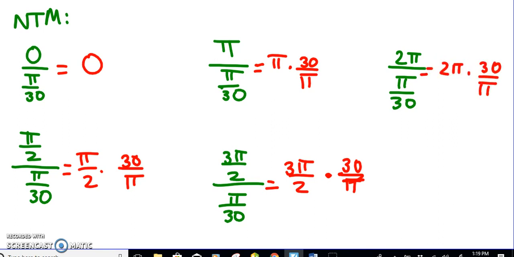And each time this happens, because we said our period is 30, each one of these most likely are going to cancel out the pi and just have a number. So we're going to cross reduce and cancel out what we can. So we're going to cancel out our pi's here. So this understood 1, pi goes into pi one time, pi goes into pi one time. And then here, 2 and 30, 2 goes into 2 one time, 2 goes into 30, how many times? 15. So our next tick mark is 15.